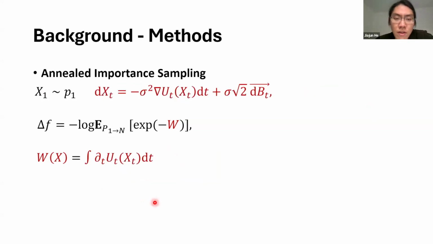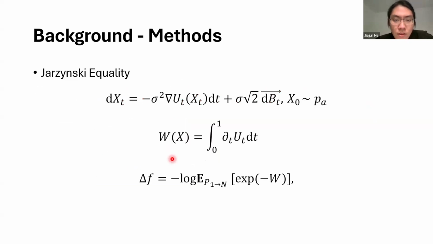Now let's replace everything by this new infinitely-many-intermediate-distributions version. You recognize this is the well-known Jarzynski equality. So basically, it says that you follow a forward process, a stochastic differential equation, and you calculate the work along this path, and then your delta F is related to this work.